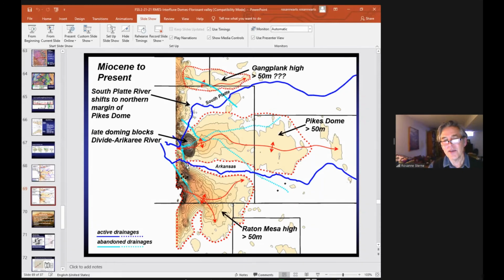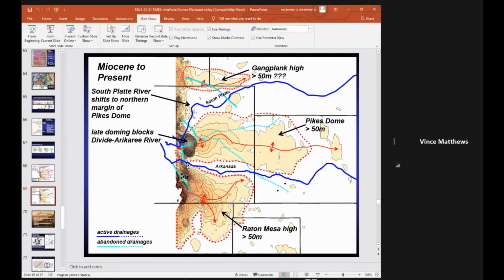Well, speaking of my outhouse, I'll just say that it took me 30 years to realize I was driving uphill from the South Platte River to Cripple Creek for about 50 miles, and that's when the lights started to come on that, damn, there's a big uplift here.